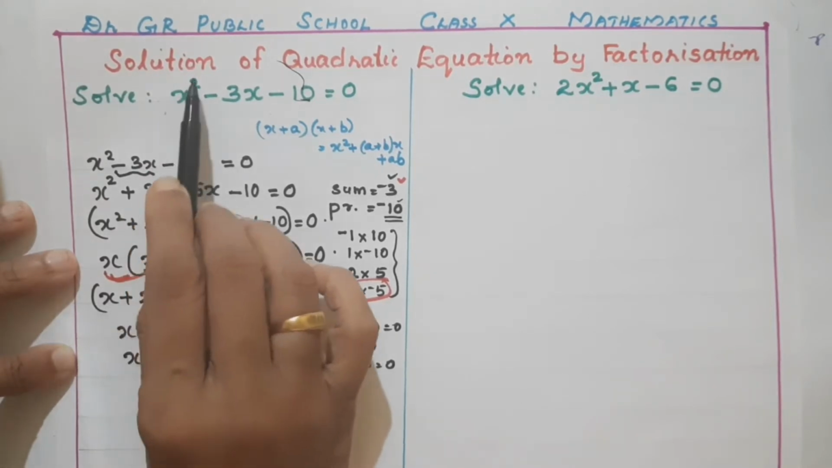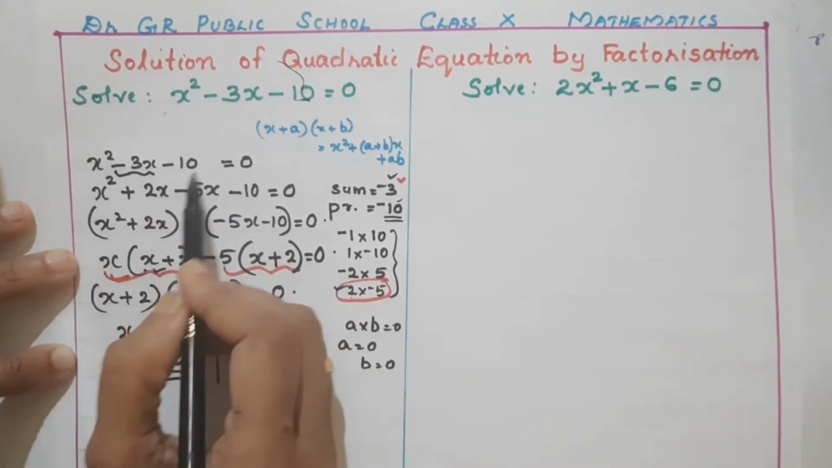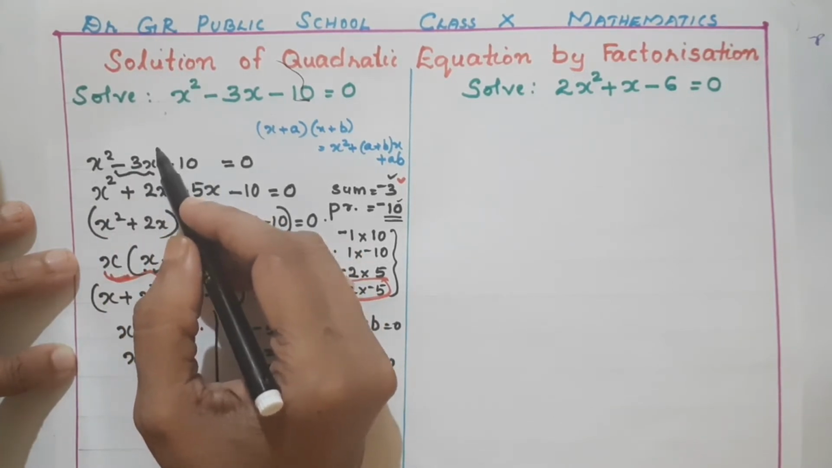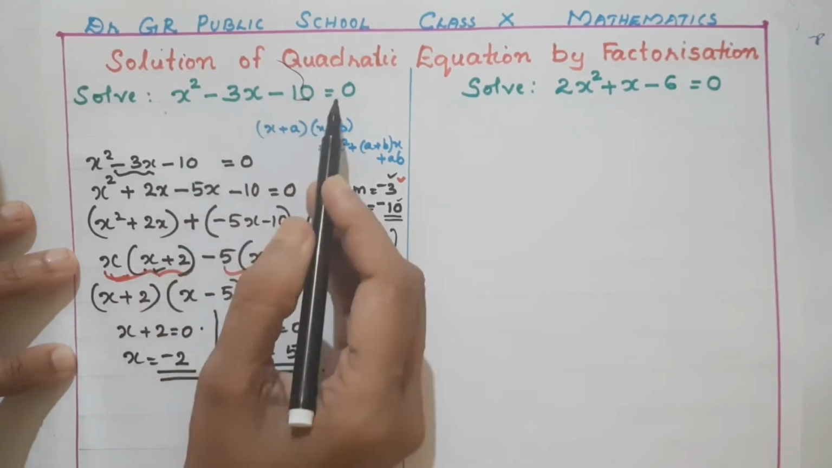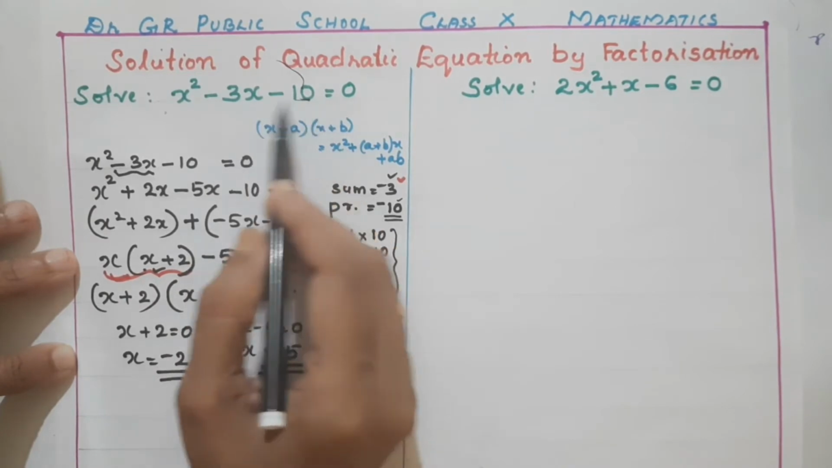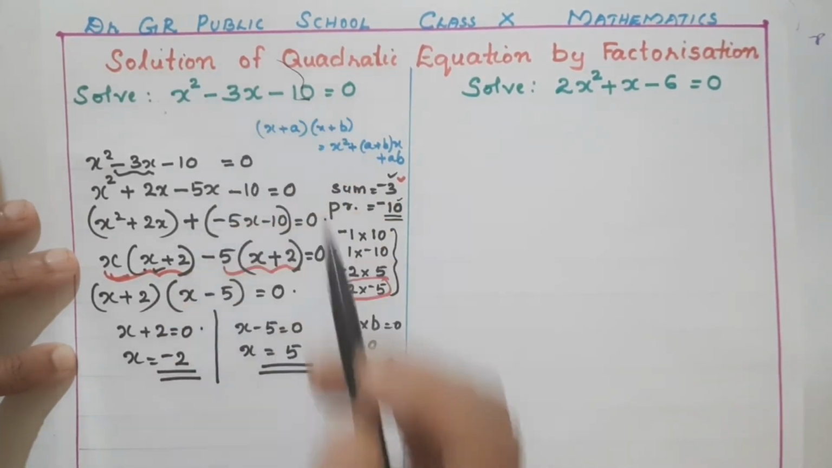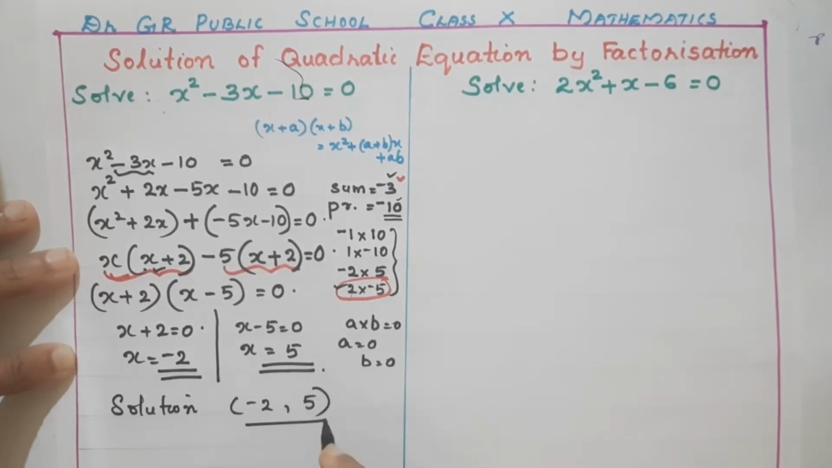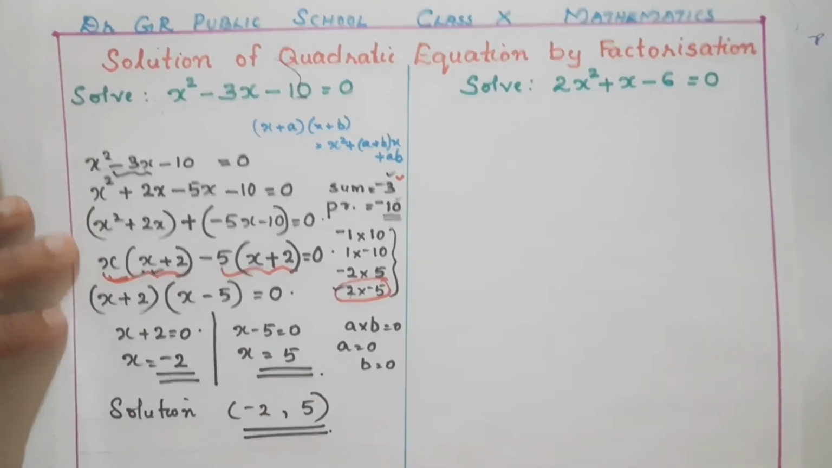See, it is a quadratic polynomial. And last year you studied that for a quadratic polynomial, there are two zeros. In the same way, for a quadratic equation also we will have two solutions. Okay. So when you put these values, minus 2 and 5, they will satisfy the equation. So what is the solution? Minus 2 and 5. Okay children, this is the first question.